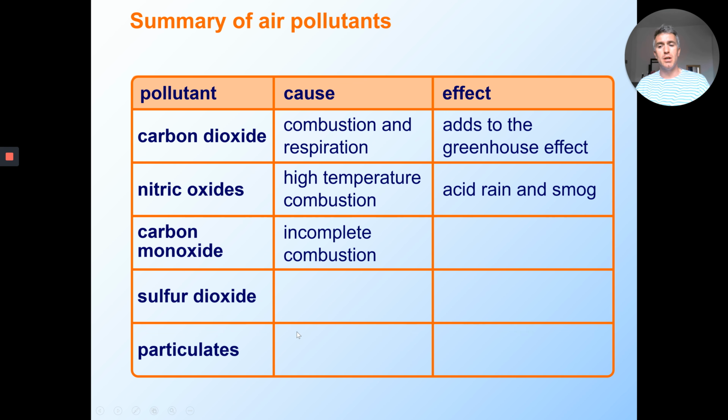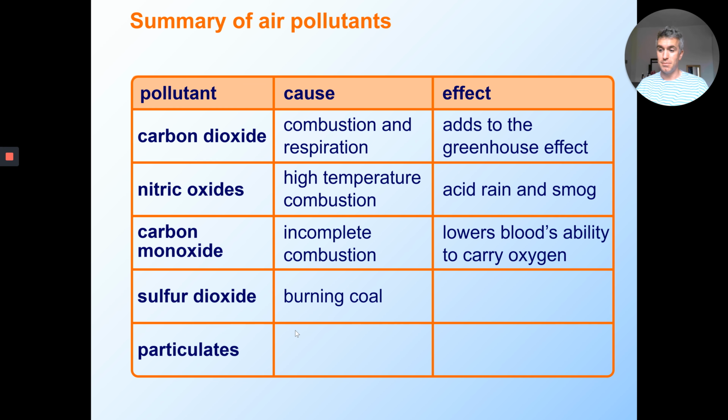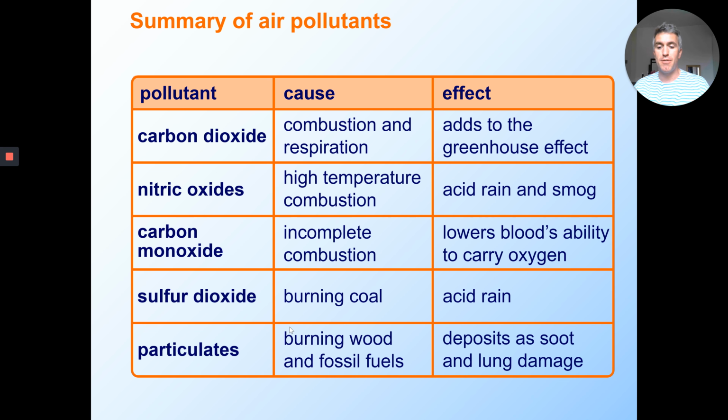Carbon monoxide occurs when there is incomplete combustion, when there's not enough oxygen for the burning. And the effect, it lowers the blood's ability to carry oxygen, or death. Sulfur dioxide is when you burn coal or other fossil fuels. Effect is acid rain. And particulates, again, it's when you burn wood and other fossil fuels, often when there's also not enough oxygen. More oxygen means less particulates. And the effect, it leaves dirty deposits everywhere, and it can damage your lungs if you breathe it in.